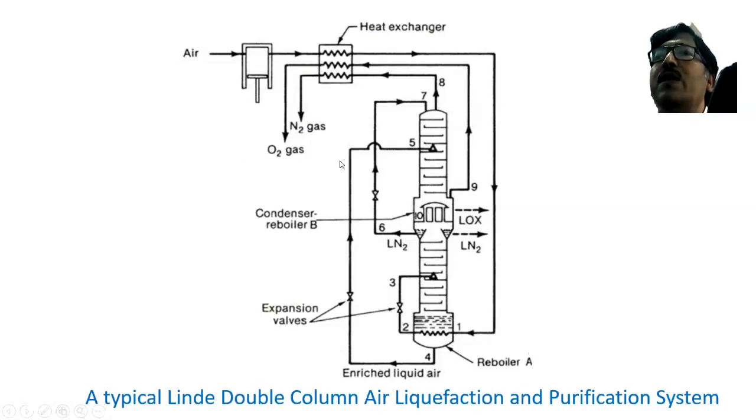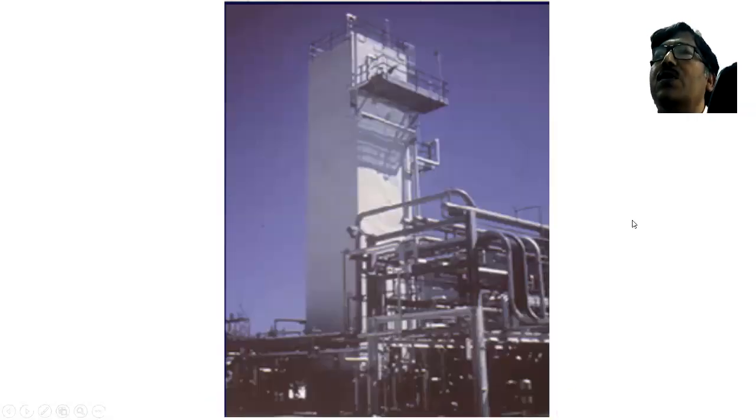So here we can see that all the forms of oxygen and nitrogen, that is gaseous oxygen and gaseous nitrogen, we can get from here, and liquid oxygen and liquid nitrogen we can get from here. So this is the cryogenic distillation process where we can get all forms of cryogenic product. So here I have shown one air separation and purification unit.